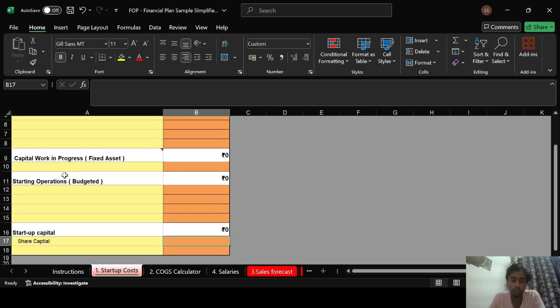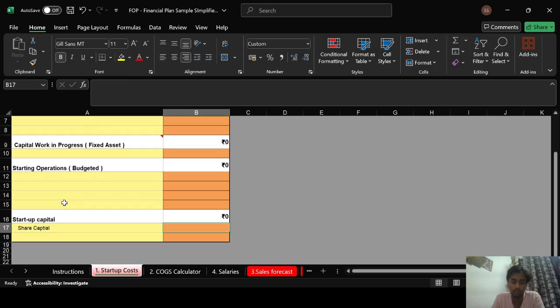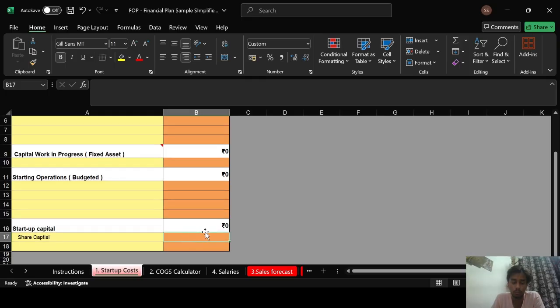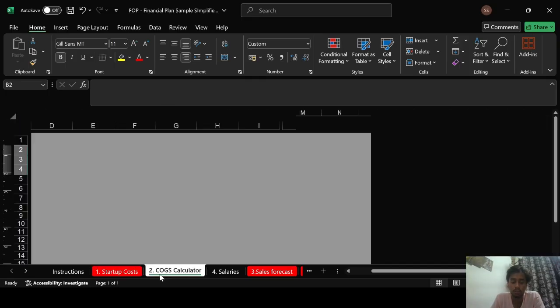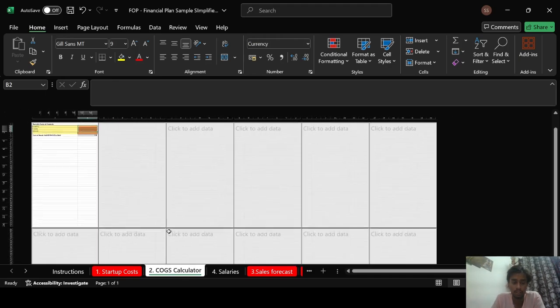Then we put the working capital. It's also fixed at starting operations, like some basic operations that we need to start, like, let's say, research or something, we put here. Then it automatically calculates the overall startup capital. Then the second thing is the COGS calculator.